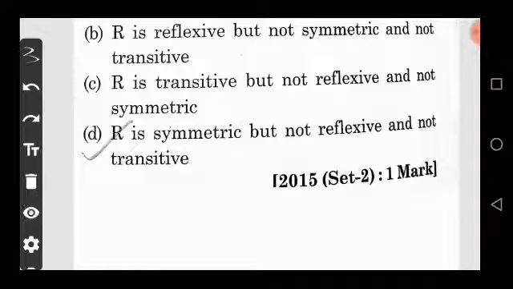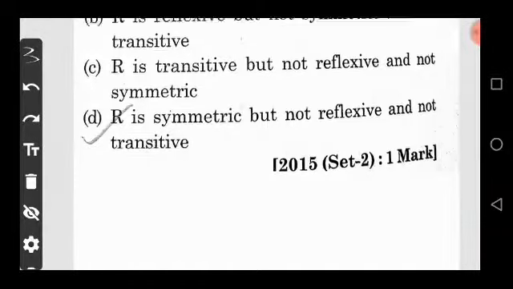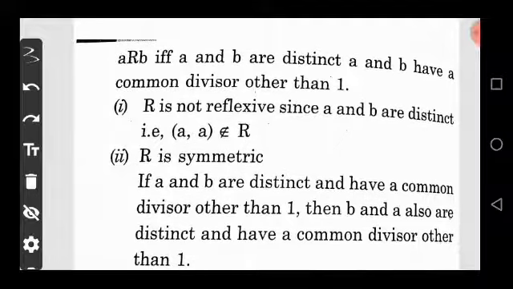Now move on to the solution of this question. A related B if and only if A and B are distinct and have a common divisor other than 1. So here the first condition is that R is not reflexive, since A and B are distinct, that is (A,A) does not belong to R. So it is not reflexive.